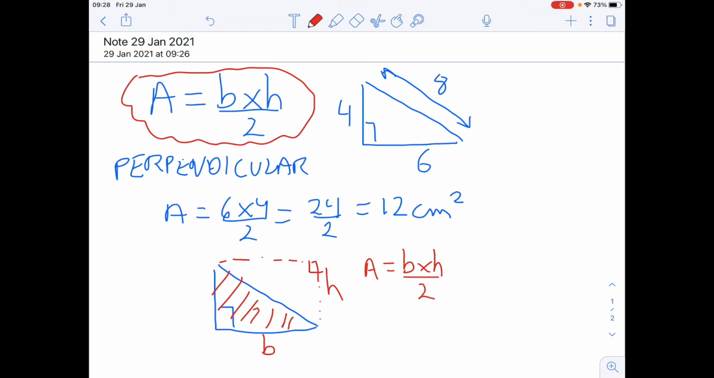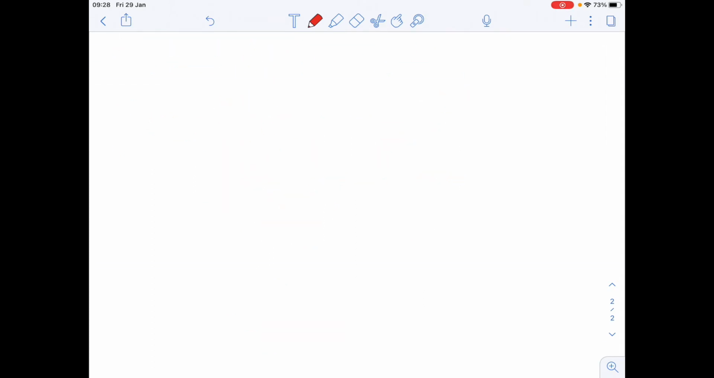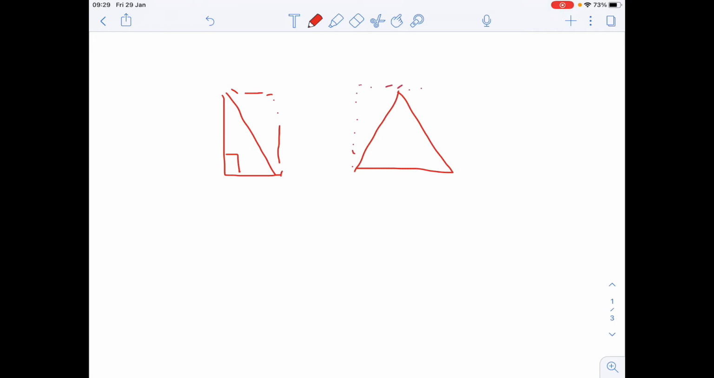And that works every single time, no matter how you draw the triangle. Because say I draw my triangle in a different way. Say I draw it like this. Then I can complete the rectangle like that. Or say I draw my triangle like that, I can complete the rectangle by doing that sort of thing, isn't it? It doesn't matter how I draw it.